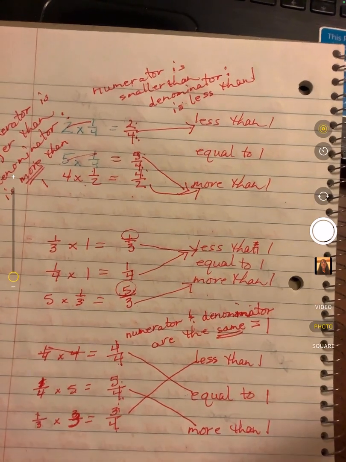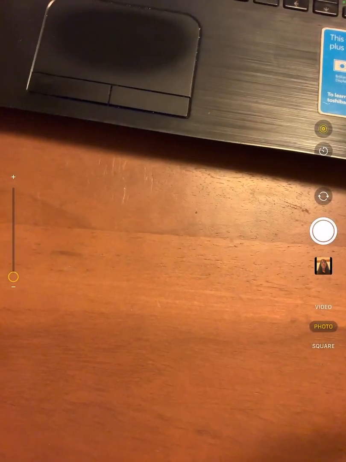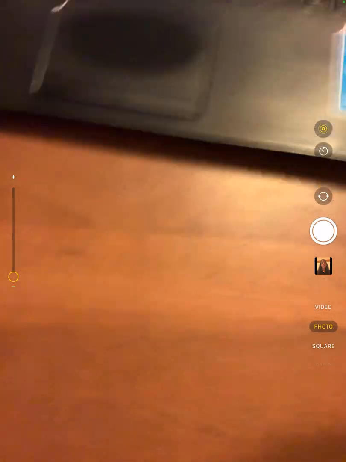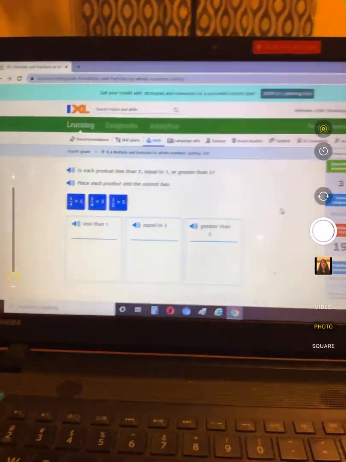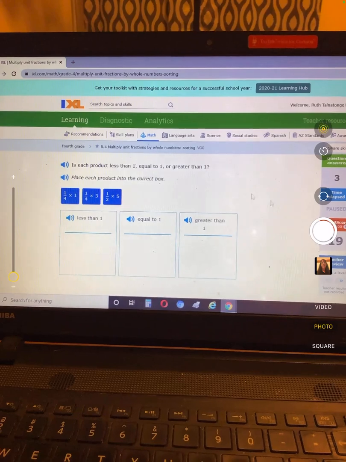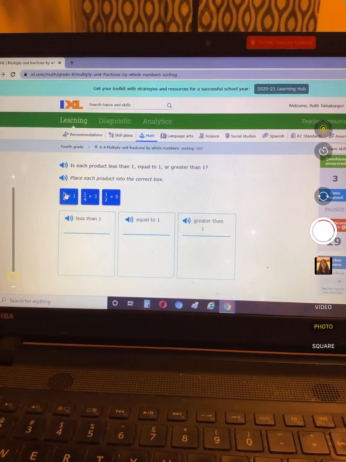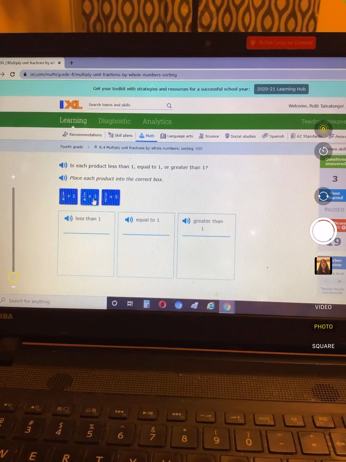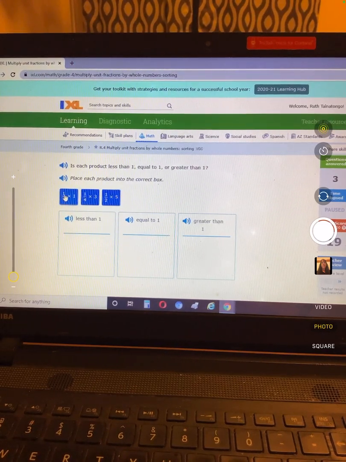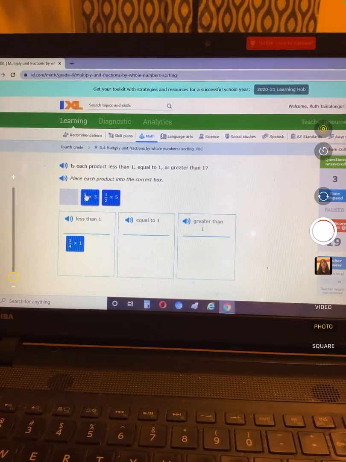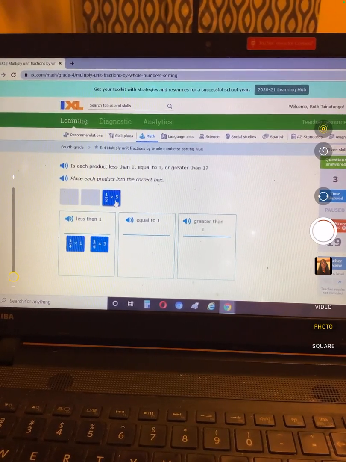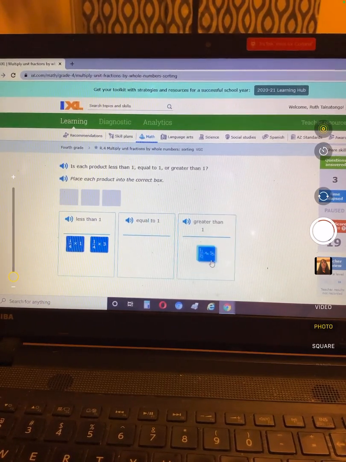Okay, so let's look at IXL on the computer. So remember, I told you that when you multiply by this, it's going to be that same number. Okay, so you have 1/4. The numerator is less, so it's going to be less than 1. 3 times 1 would be 3, so that means 3 is less than 4. It's going to go there. This will be 5 over 2, 5 halves. 5 is bigger than 2, so it's going to be greater than 1.